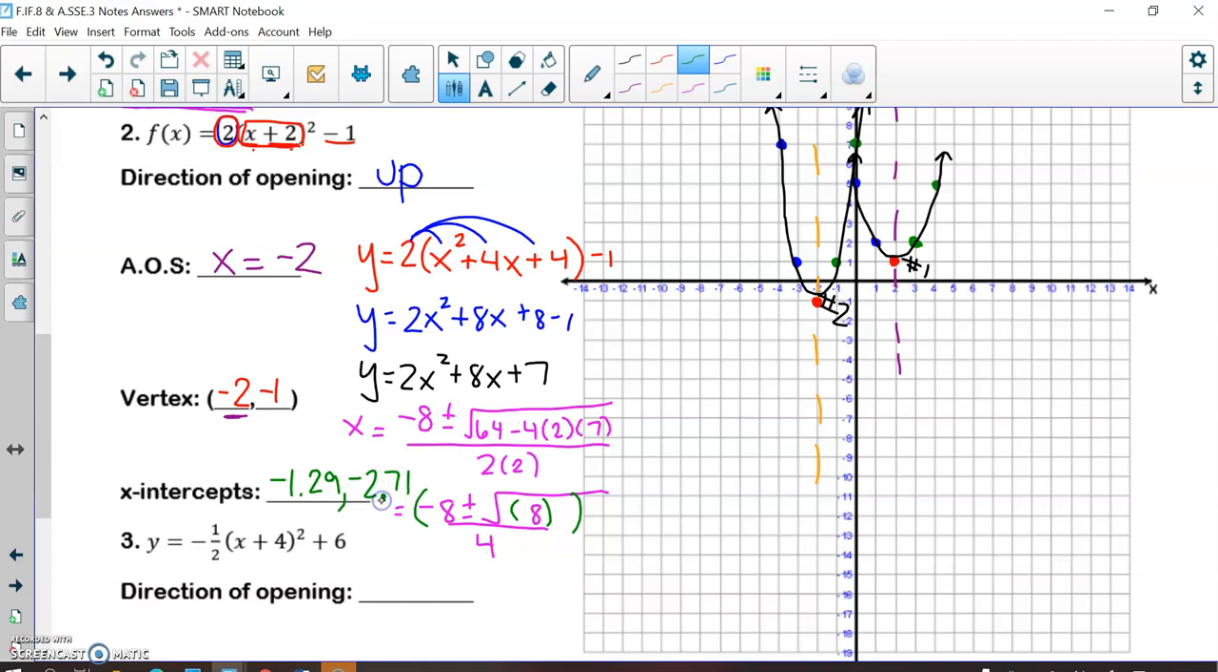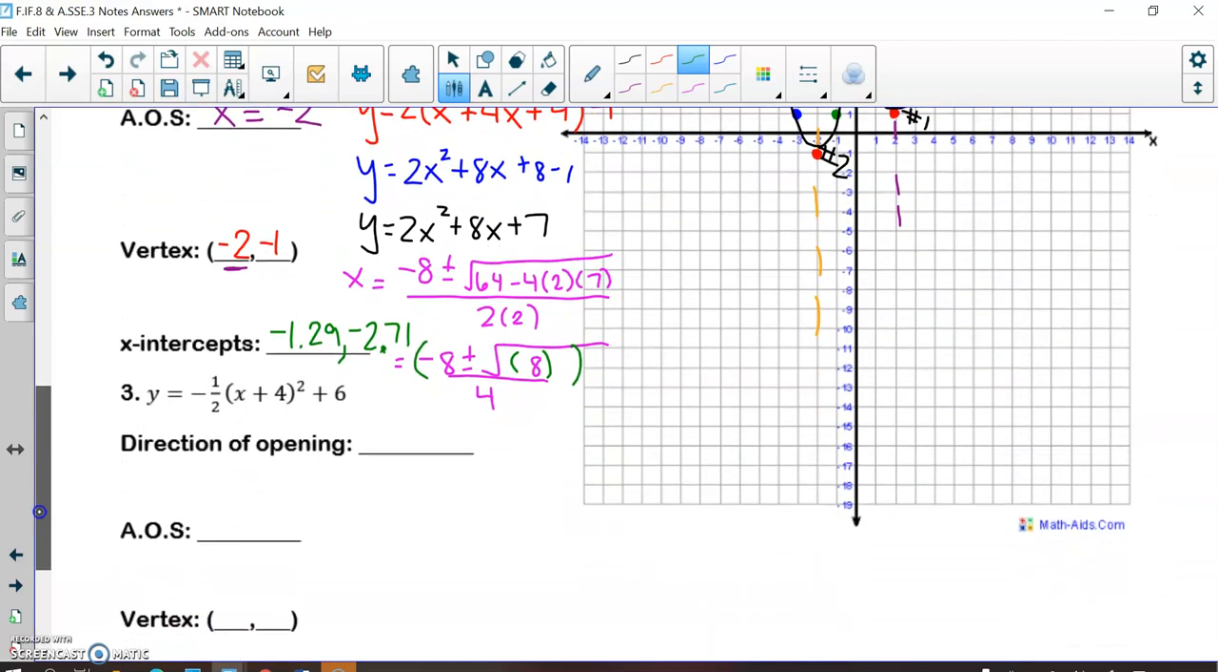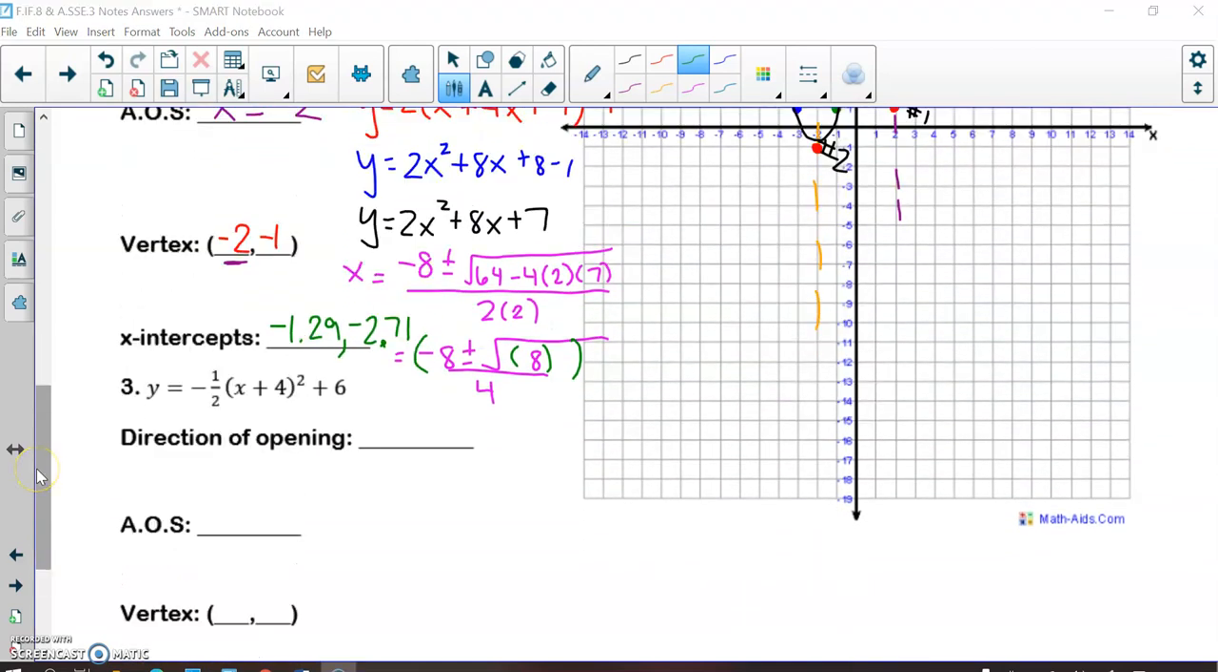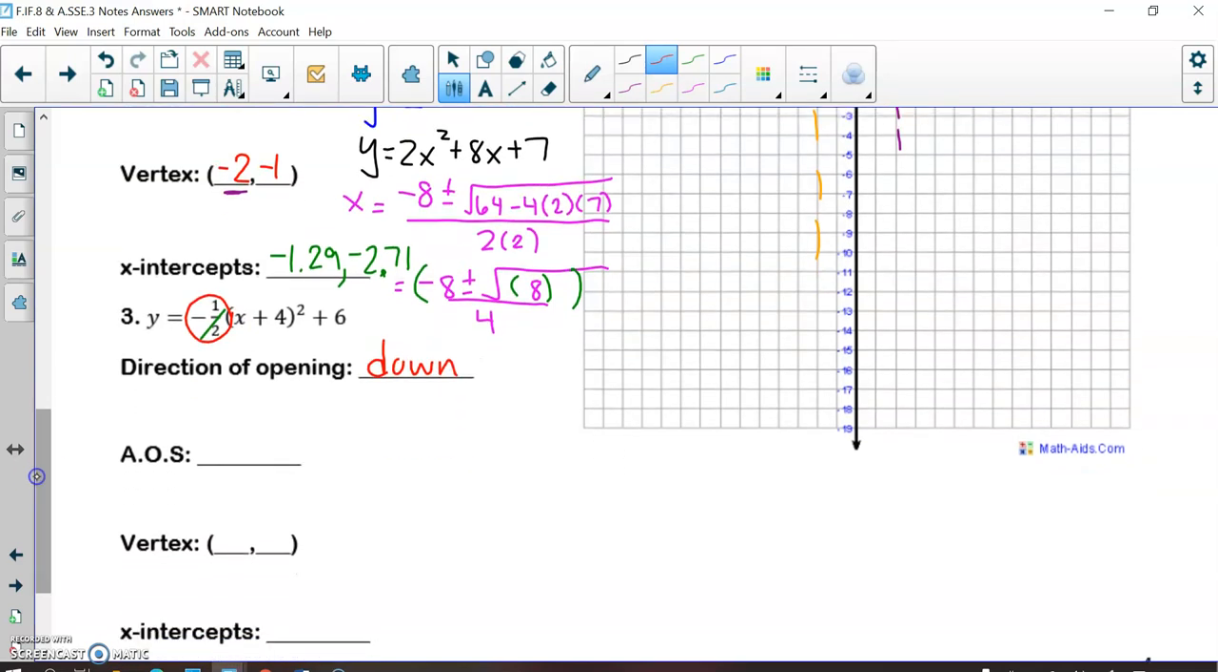Those are my x-intercepts. Moving on to number 3. My a value here is a negative 1/2, so this means that it's going to open down because it's a negative number. We're going to do my vertex first.